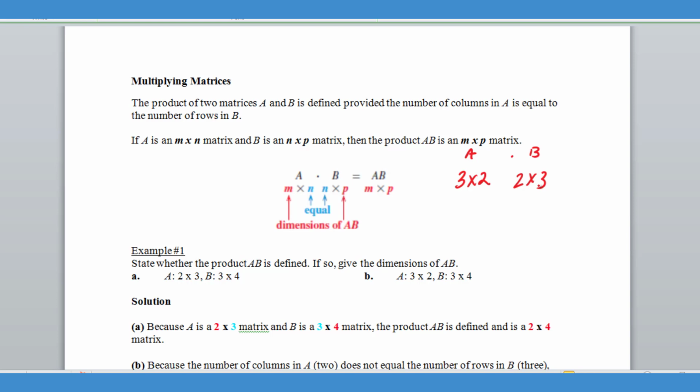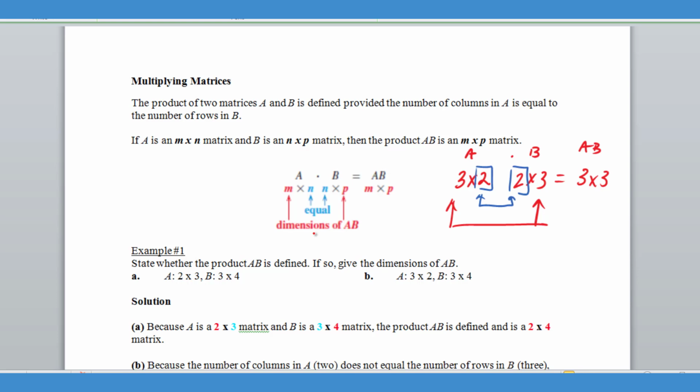What we're going to do here is first check the middle dimensions. If this middle dimension in here is equal, then we know that we can go ahead and multiply these matrices. And what's going to happen is the resulting dimensions will be 3 by 3. You can see it generically here with the m's, n's and p's, and you can see it here with numbers.